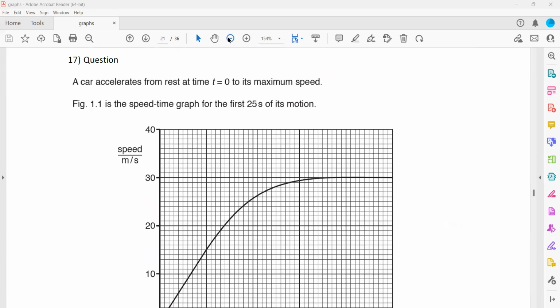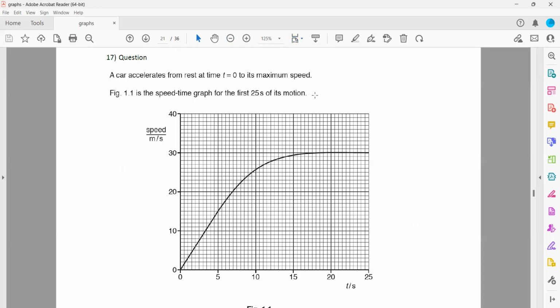In question 17, a car accelerates from rest. So as you can see, when you're explaining the motion of a car, you will find such a graph is very common. In the beginning, the car is having a constant acceleration, then the acceleration decreases, until it has a constant speed. So what we can say about the resultant force when it was a constant acceleration: the resultant force was constant here.